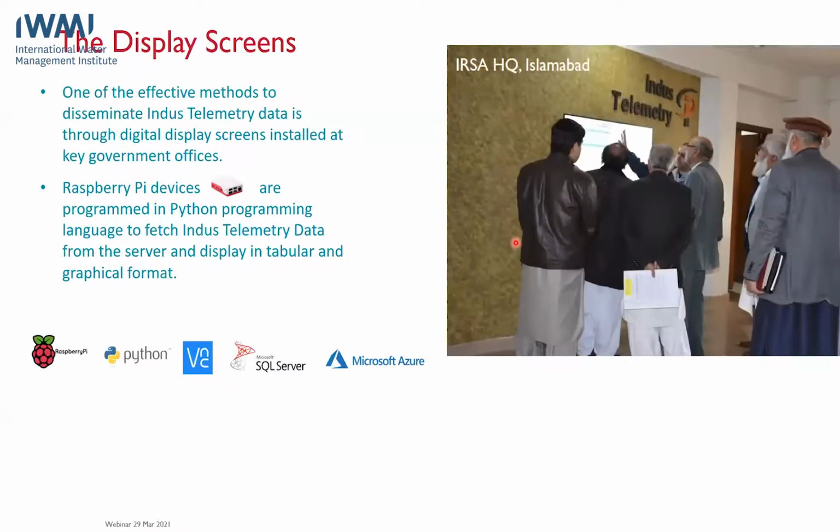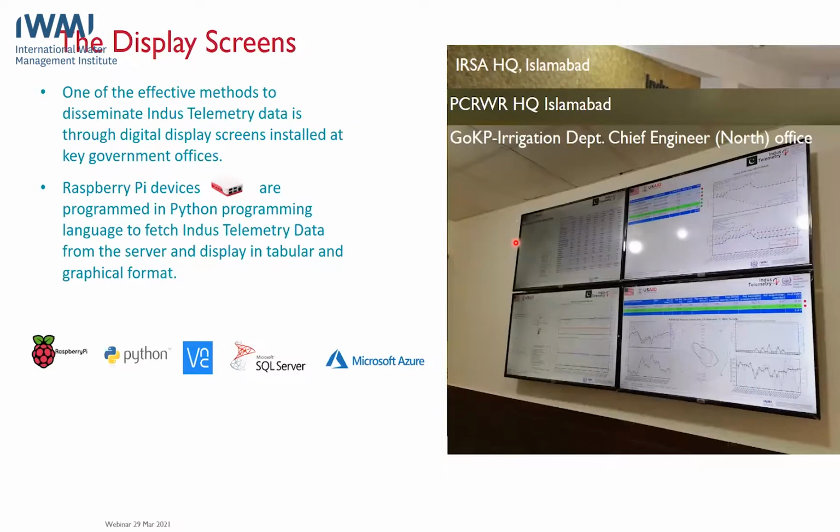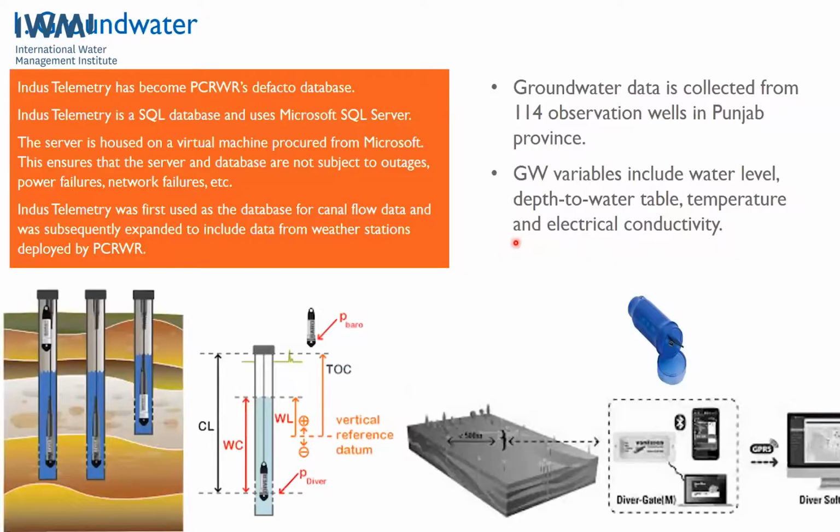We have already installed similar screens in the IRSA headquarters, Islamabad, where you can see in the picture that all the IRSA members are watching data coming from our monitoring locations. These screens are installed in PCRWR headquarters in Islamabad, in the Irrigation Department, Khyber Pakhtunkhwa, and now we are installing similar screens in other irrigation departments in Punjab and Balochistan as well. So I will start with groundwater monitoring.